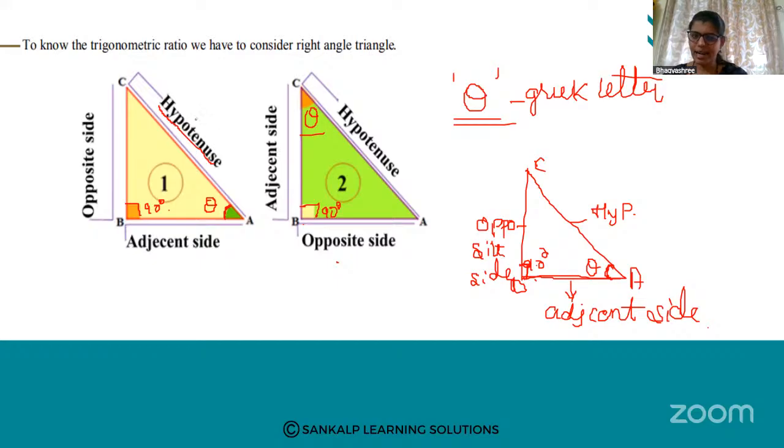Understood? What is the difference between this triangle and that triangle? Here our theta position is at point A. In this triangle, theta position is at point C. So depending upon the theta, the opposite side changes. Here the opposite side is AB. Next, which one is the adjacent side? Where do 90 degree and theta lie? That line we call the adjacent side. So here AB is the adjacent side and here BC is the adjacent side. Is that clear? Theta is the symbolic representation of the angle.